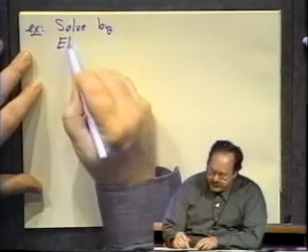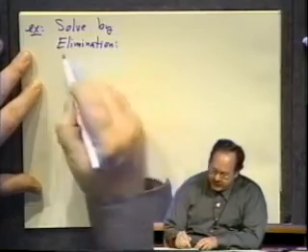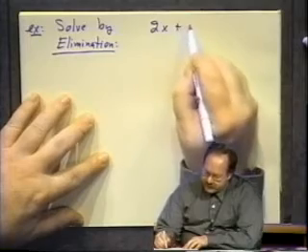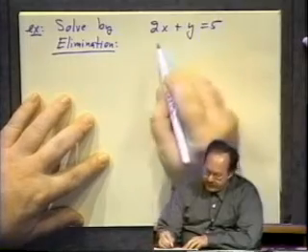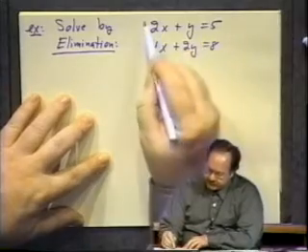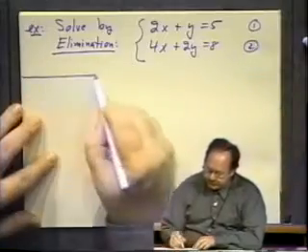Let me apply this elimination another time so you can begin to see how this works. Solve by elimination, and then you'll have a chance to try one on your own coming up. Solve by elimination: 2x plus y equals 5, 4x plus 2y equals 8. So this would be equation 1 and this would be equation 2.